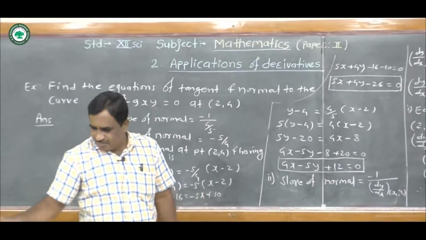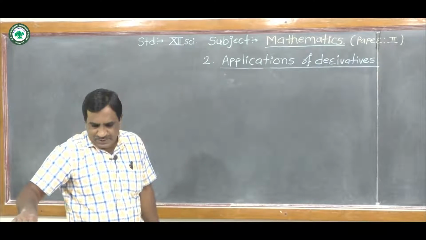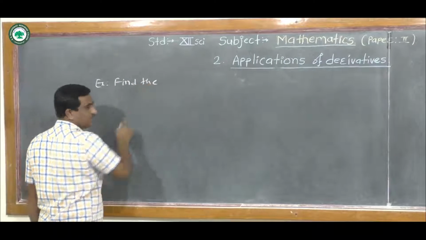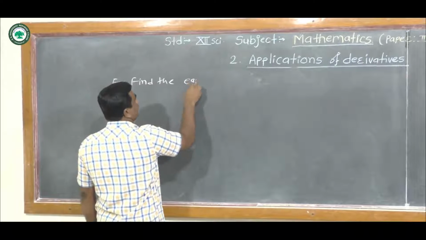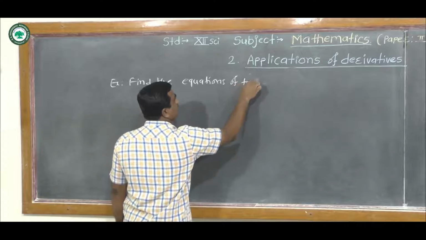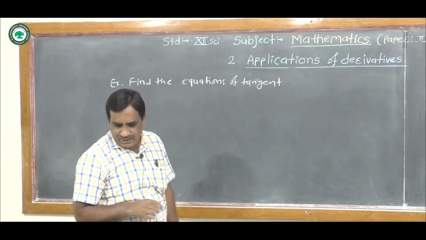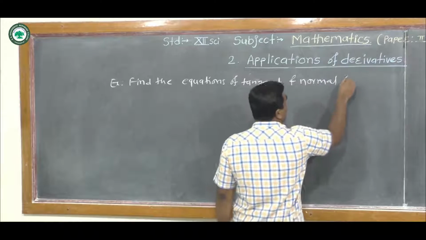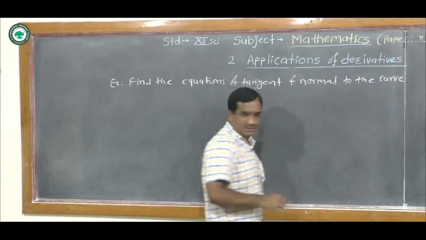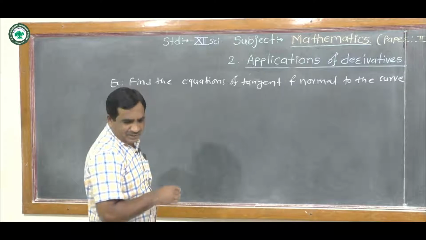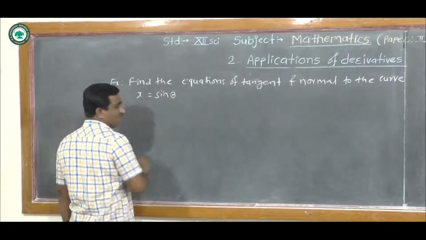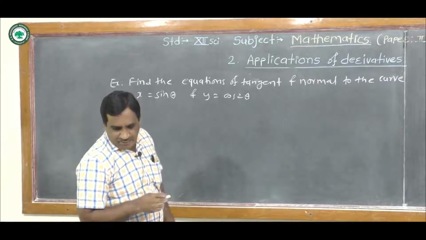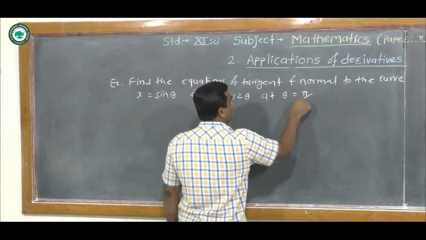Okay, now we see the second example here. The next example is: find the equations of tangent and normal to the curve x equal to sin theta and y equal to cos 2 theta, at the point theta equal to pi by 6.